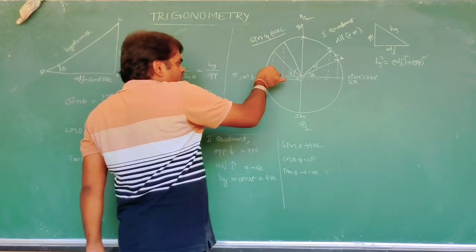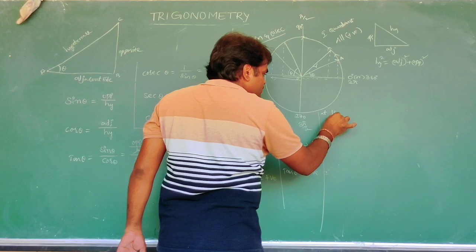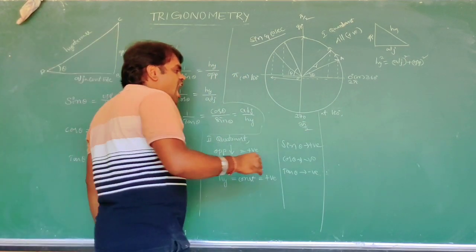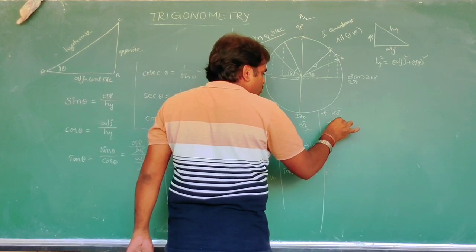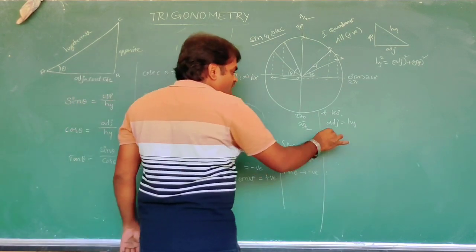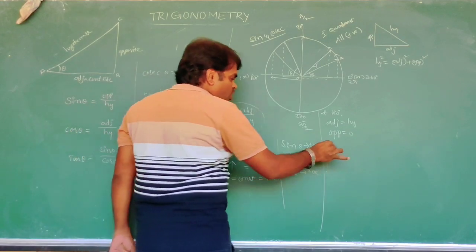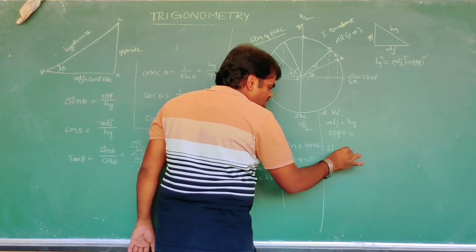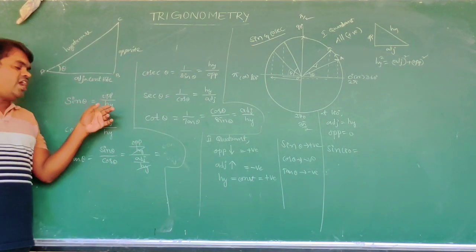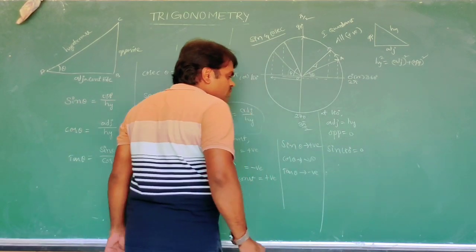Now at 180 degree, you can see that adjacent side is equal to hypotenuse and opposite side becomes 0. Then sin 180 degree, that is opposite side by hypotenuse, 0 by hypotenuse is 0. Sin 180 degree is 0.